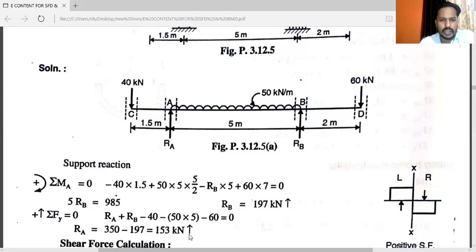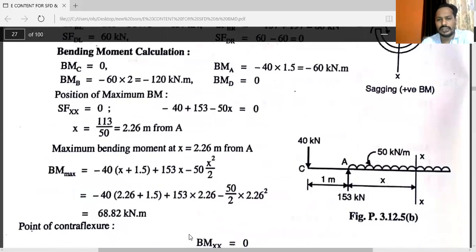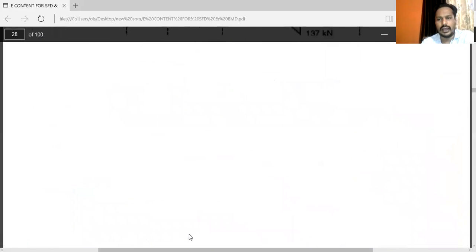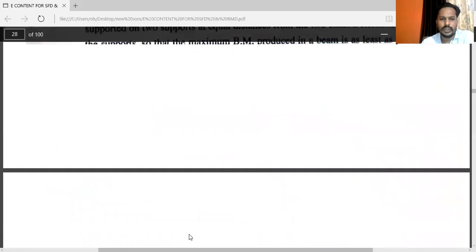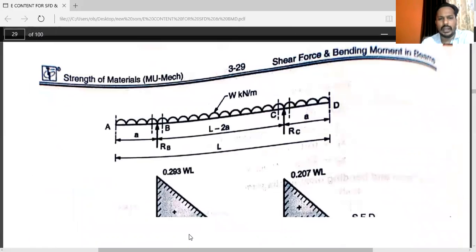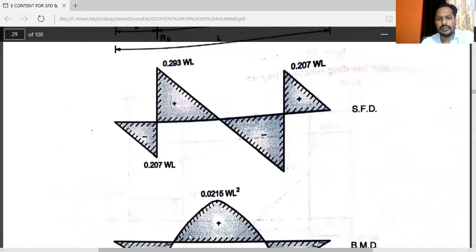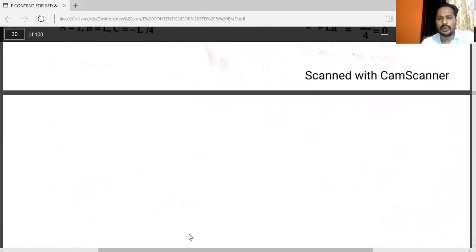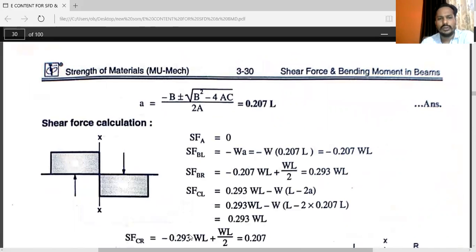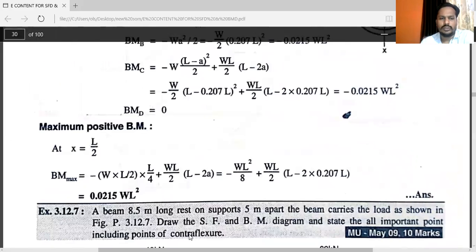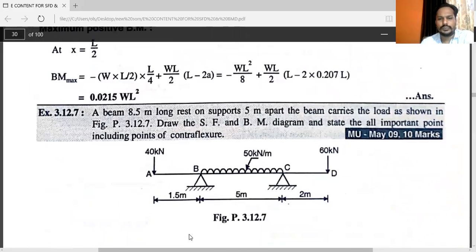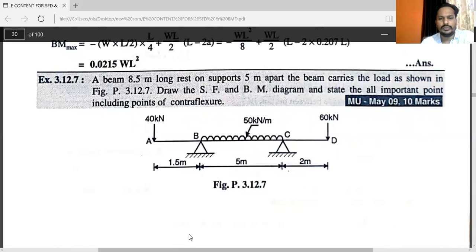So here we have the values of RB and RA. First step is to calculate support reactions, that is RB and RA. After getting the values of RB and RA, the next and very important step is to calculate the values for the shear force.